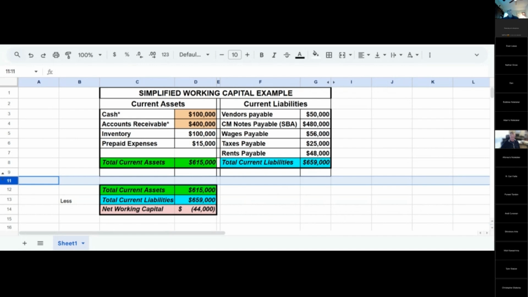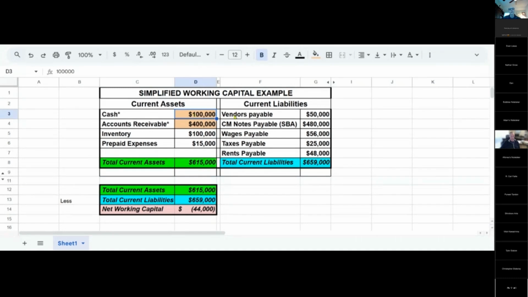So it's important to understand what that means. It's not good or bad in and of itself. But what it means is if you stopped all operations today and simply liquidated the company, you'd come out owing, in this case, $44,000 of debt to somebody. This is what you wouldn't be able to pay.